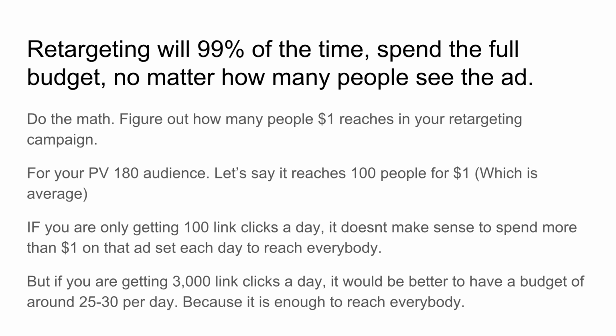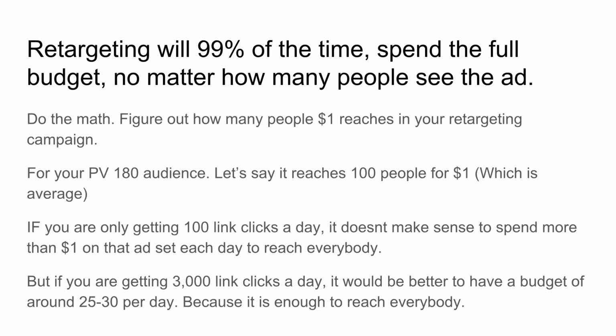And this example goes the same way, just opposite. If you're getting 3,000 link clicks a day, it would be better to have a budget of 25 to 30 per day. Maybe a little less, maybe a little more, but it's the perfect amount to reach one new person every day, which essentially is what we want retargeting to do. But if you have your budget at 30 per day and you're only getting 100 link clicks a day, a big percentage of the time, it's going to spend 30 even if it only reaches 100 people.